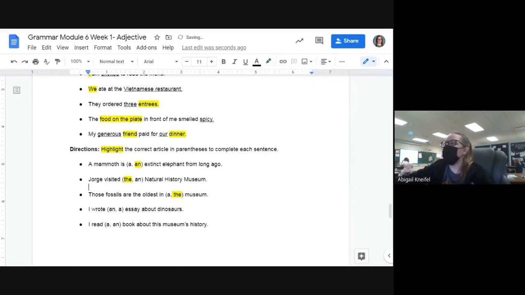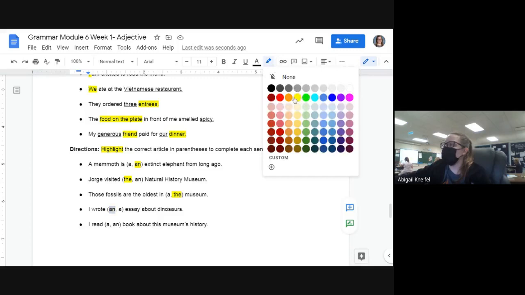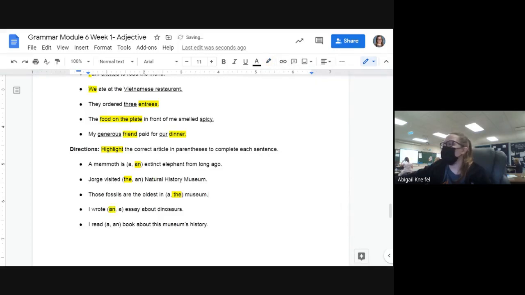I wrote an essay about dinosaurs, or I wrote a essay about dinosaurs. Everyone? AN, because essay starts with an E, and that's a vowel. And the last one, I read a book about, or no, that's read. Sorry, I'm supposed to read it as read, not read. I read a book about the museum's history, or I read an book about the museum's history. A.